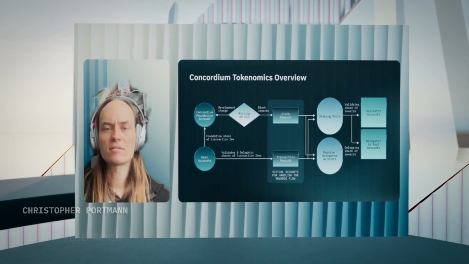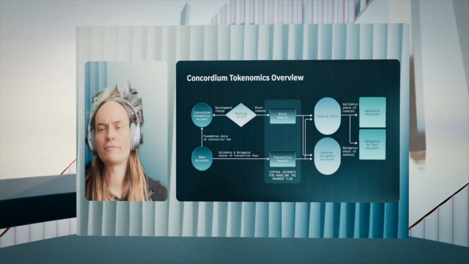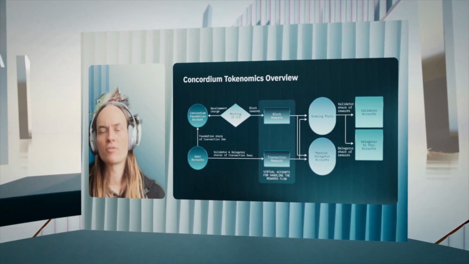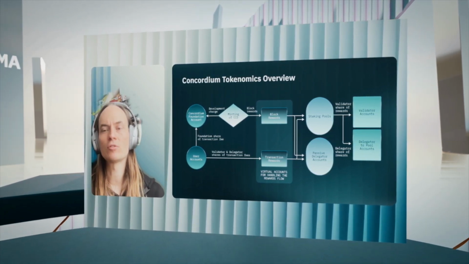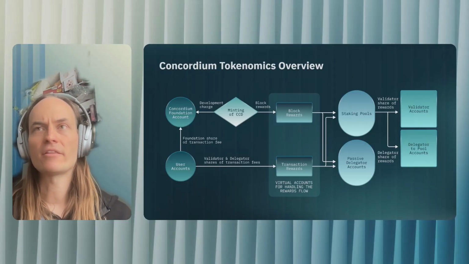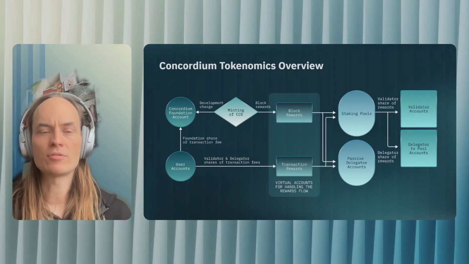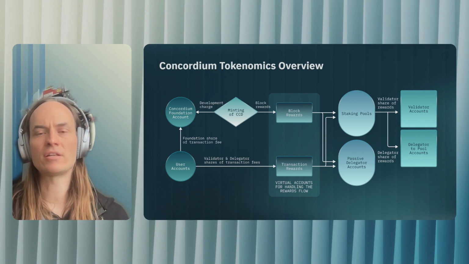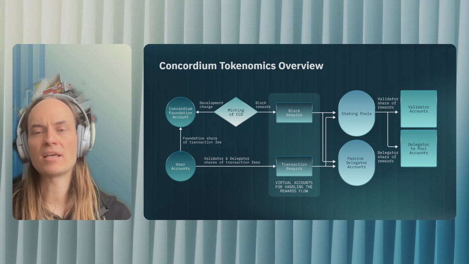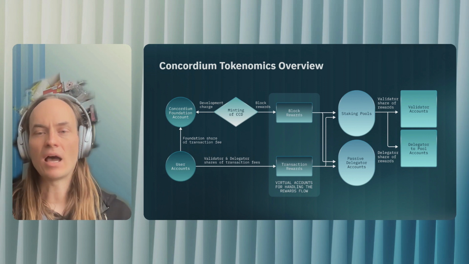Yes, so I put a brief flow chart of how the tokenomics work on the screen. So there are two sources of rewards that are distributed to validators and delegators. They are the transaction fees, which come from the users. So these are in the bottom left of the screen. The user accounts, when they do transactions, have to pay a fee. And then there's the minted CCD, which gets minted once a day. A little bit of CCD is minted. And this also gets distributed.